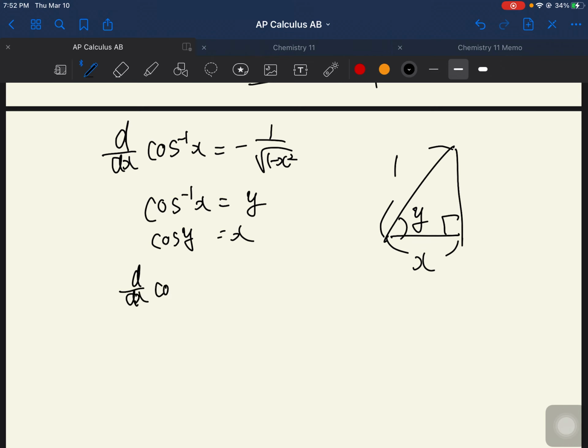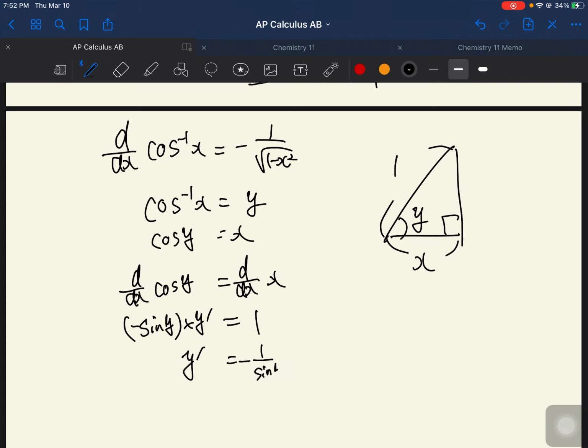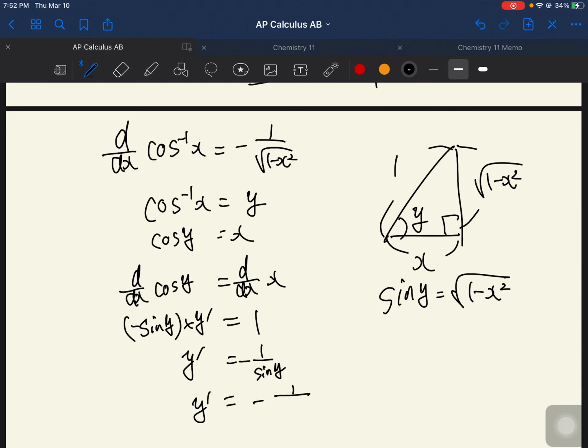And let me differentiate them. The derivative of cosine y and the derivative of x gives negative sine y times y prime equals 1. Let me divide by negative sine y for both sides, so y prime is negative 1 over sine y. And again, this length is square root of 1 minus x squared using the Pythagorean theorem, and sine y is square root of 1 minus x squared. So y prime is going to be negative 1 over square root of 1 minus x squared. That's all.